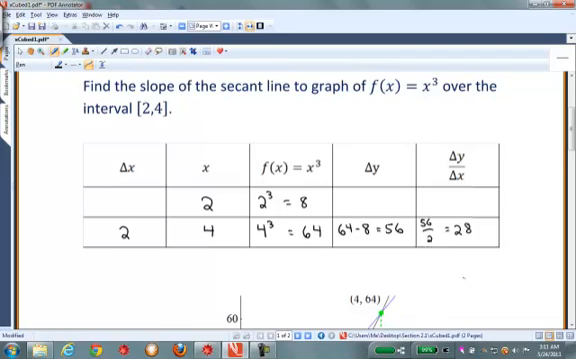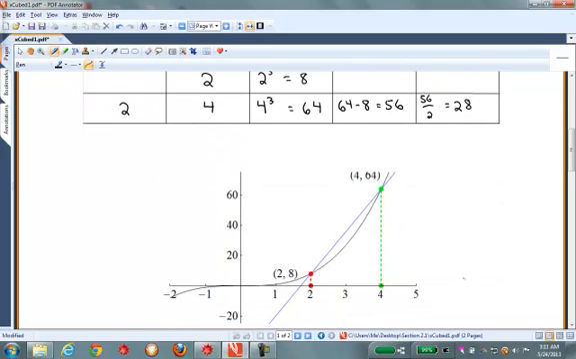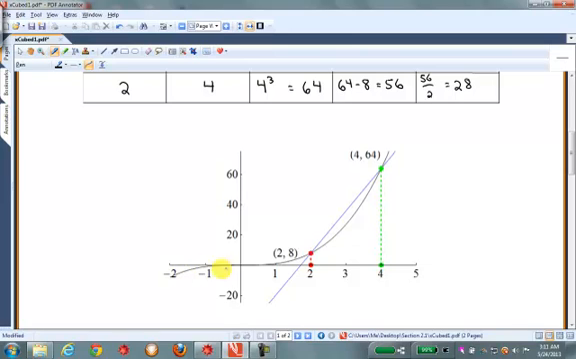We can look at this in the following image. Notice that this is a graph of f of x equals x to the third. At the left end of our interval, at 2, the function value was 8, so we're at the point (2, 8) on the graph. At the right end, x was 4, the function value was 64, so the point was (4, 64). Our secant line passes through those two points, and shares them with the graph of x cubed.